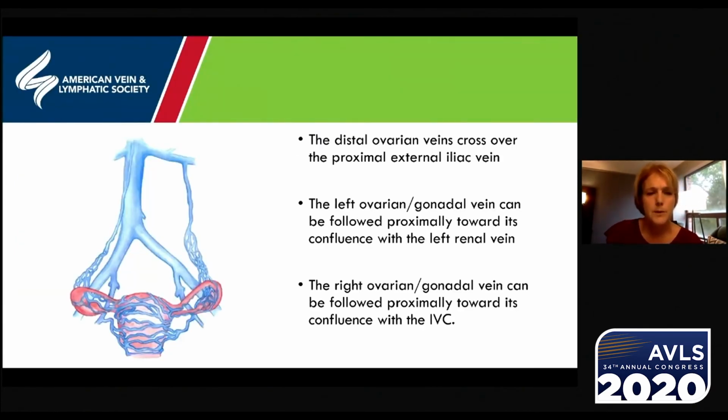So a couple of quick tips about the anatomy of the ovarian veins just to help in finding it with the ultrasound. The distal ovarian veins cross over the proximal external iliac veins, as you can see in this diagram. So if you need a landmark, the proximal external iliac vein is a really nice landmark for that. The left ovarian vein drains proximally into the left renal vein, and the right ovarian vein drains directly into the IVC. And again, just note where those vessels are. The right is more central and the left is a little bit further out to the left side.